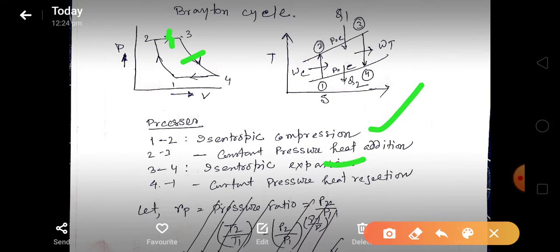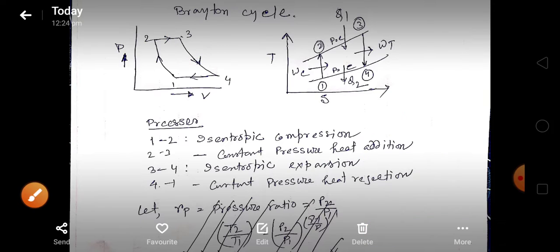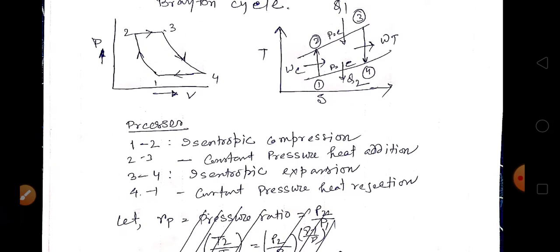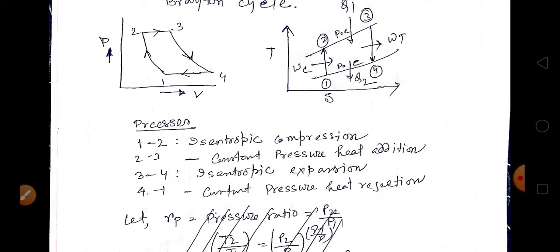So it is isentropic expansion. In this case it occurs in the turbine. So this is the power output stroke. And 4 to 1 is the heat rejection stroke, but at constant pressure. So like Otto and diesel cycle, this cycle also has 4 strokes. So let's see, 1 to 2 is the isentropic compression, 2 to 3 is the constant pressure heat addition, 3 to 4 is the isentropic expansion, 4 to 1 is the constant pressure heat rejection.